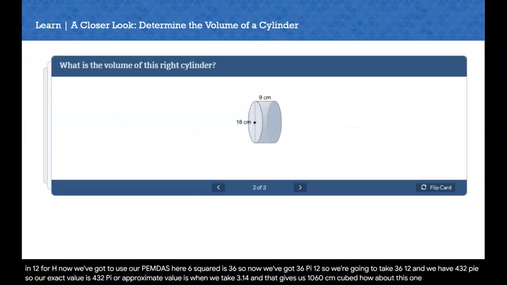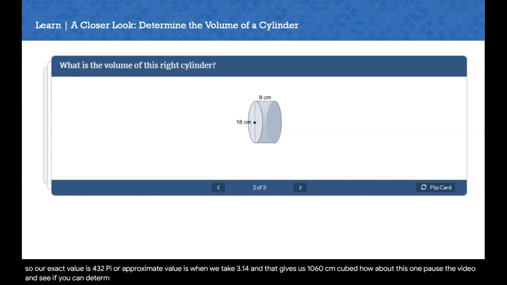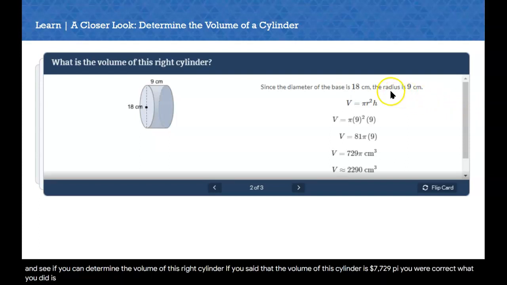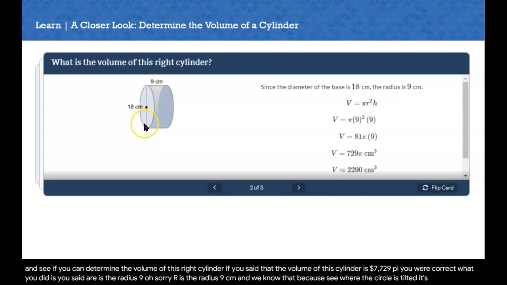How about this one? Pause the video and see if you can determine the volume of this right cylinder. If you said that the volume of this cylinder is 729 pi, you were correct. What you did is you said R is the radius, 9 centimeters, and we know that because see where the circle is tilted? It says the diameter is 18.